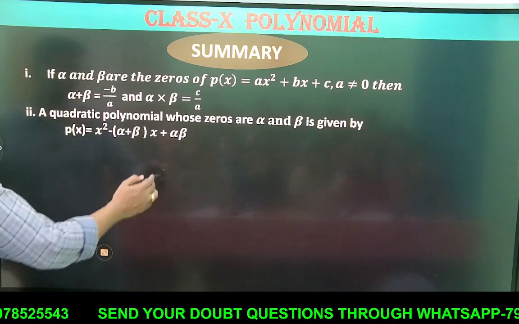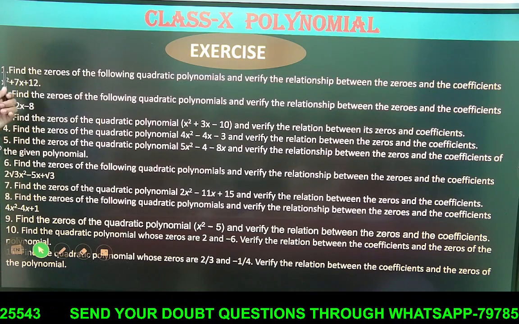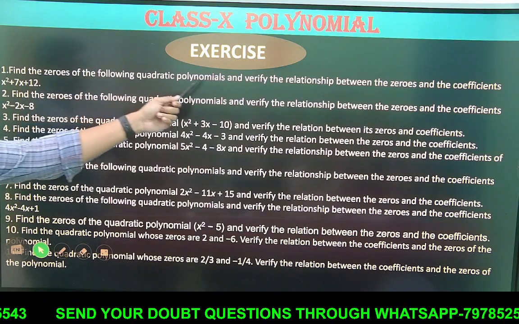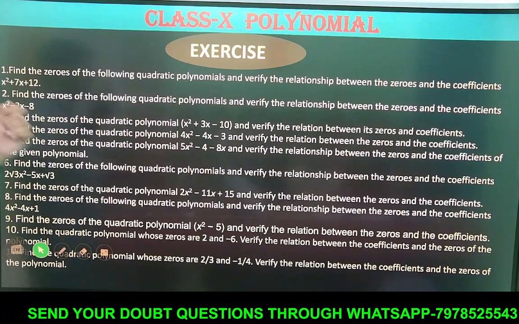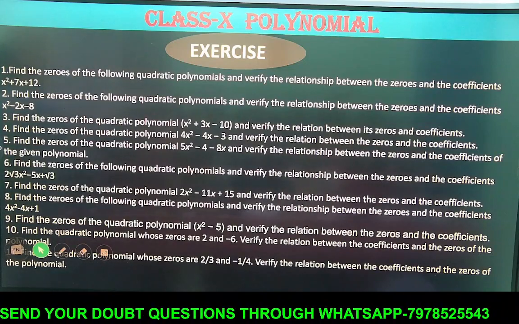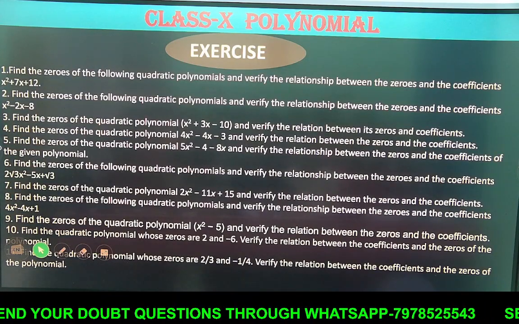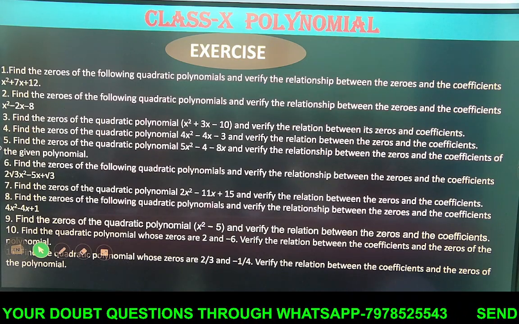Now, question for you. Find the zeros of the following quadratic polynomial and verify the relationship between the zeros and the coefficients. Solve the first question. I will check each of your copies right now. Write only the first question.